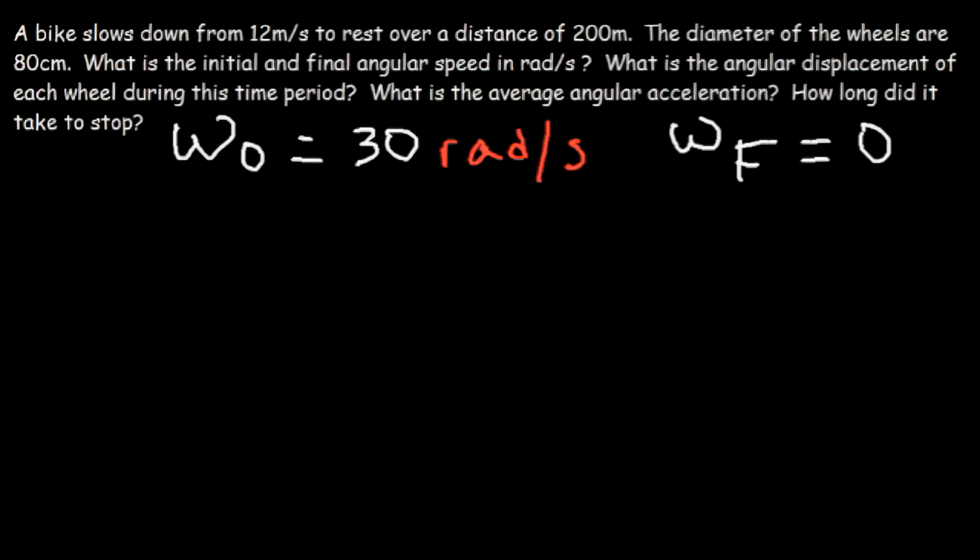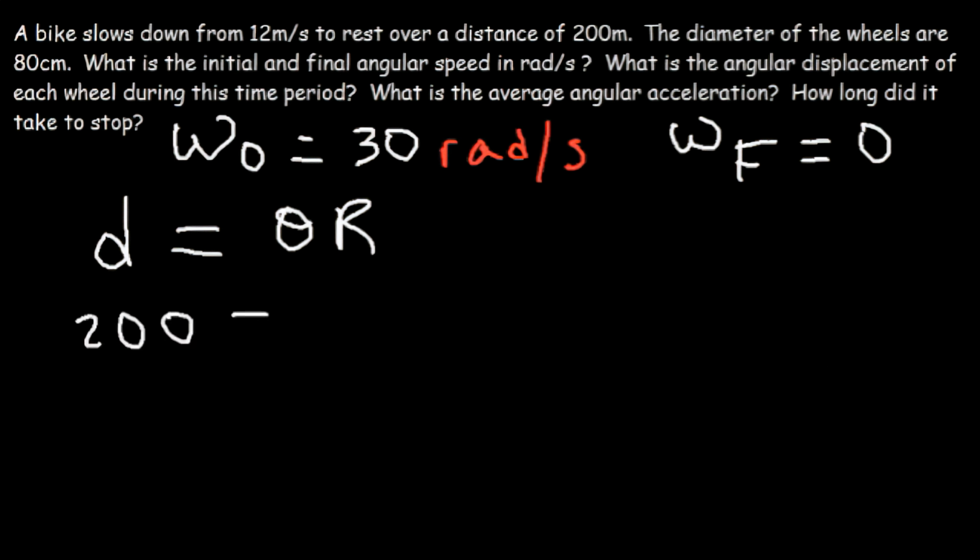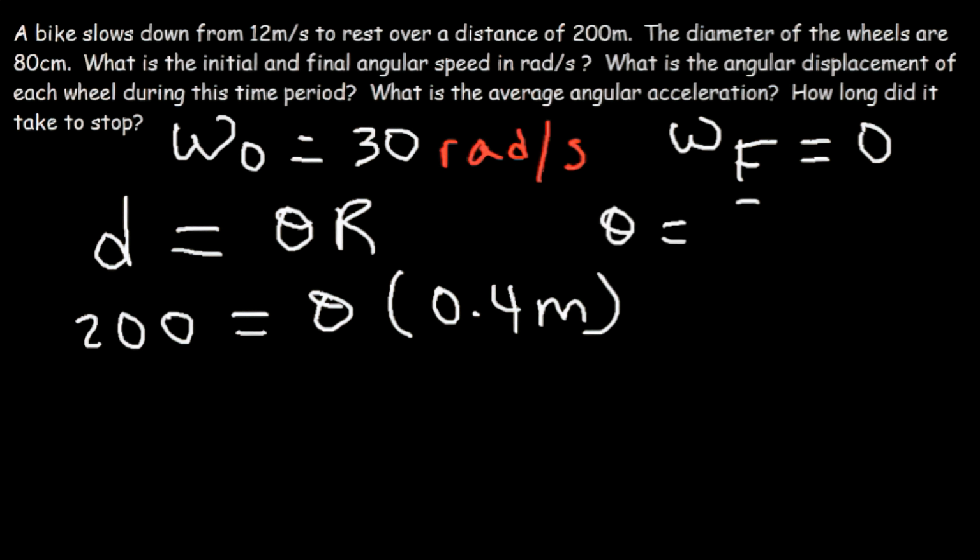Now we already have the linear displacement, which is 200 meters. So we can use this equation. Linear displacement is equal to the angular displacement times the radius. So d is 200 meters, and the radius, as we mentioned before, is 0.4 meters. So 200 divided by 0.4 is 500. So the angular displacement is 500 radians.